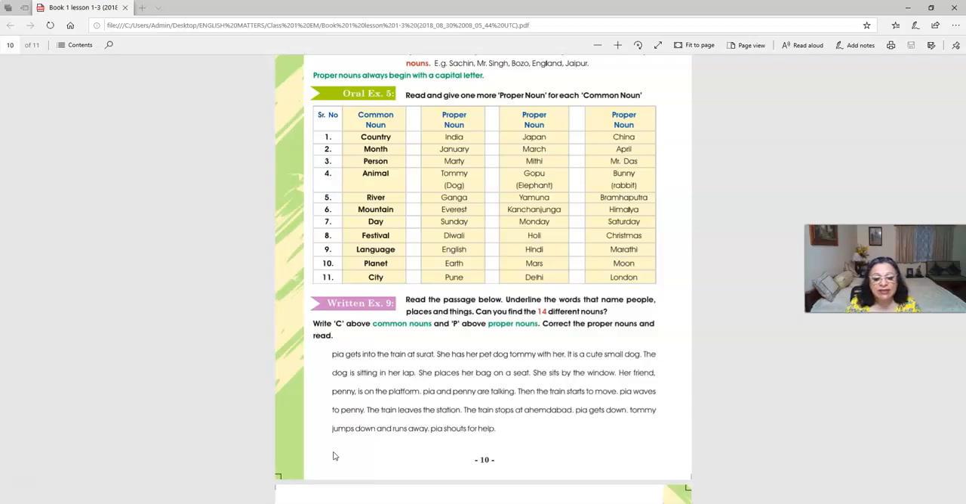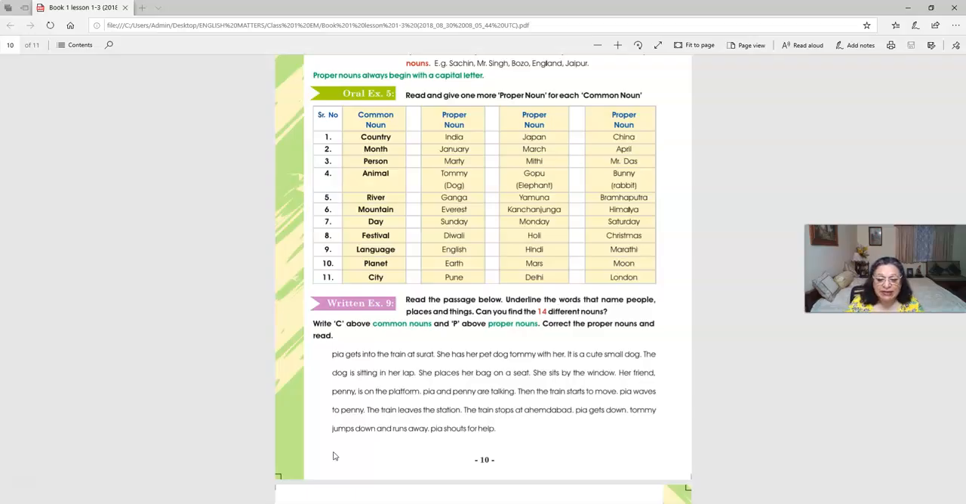She sits by the window. Window is a common noun. Her friend. Friend is a common noun because there is no name, but her friend who? Penny. So, Penny is the proper noun because the name of her friend is Penny. Is on the platform. Platform is the name of a place, but it is a common noun.